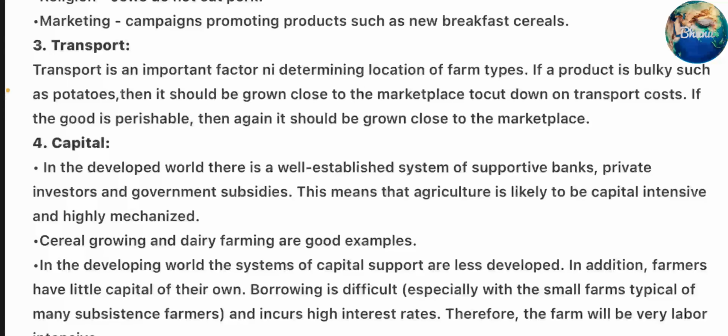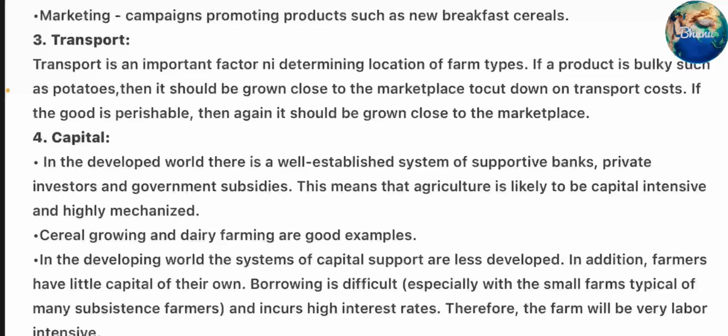Transport. Transport is an important factor in determining the location of farm types. If a product is bulky, such as potatoes, then it should be grown close to the marketplace to cut down on transport costs. If the good is perishable, then again it should be grown close to the marketplace.